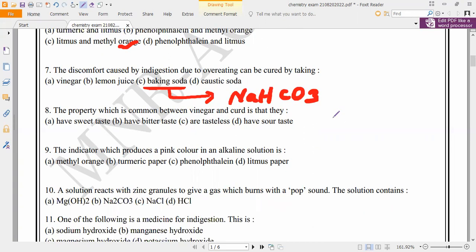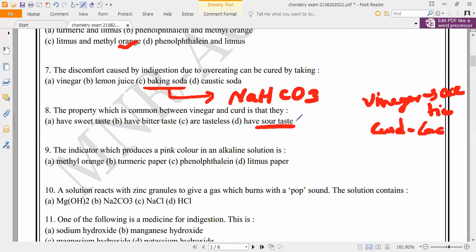Next, the property which is common between vinegar and curd is that they have sour taste. Because what is the common thing? Both are acidic in nature. Vinegar contains acetic acid, whose name is ethanoic acid. Curd contains lactic acid. So that is why they are sour in taste. Is it yes or no? Yes, sir.